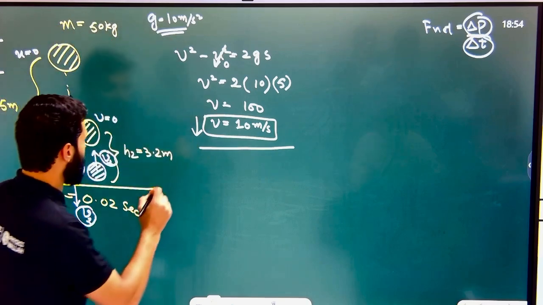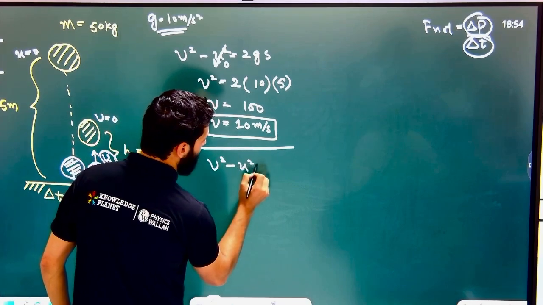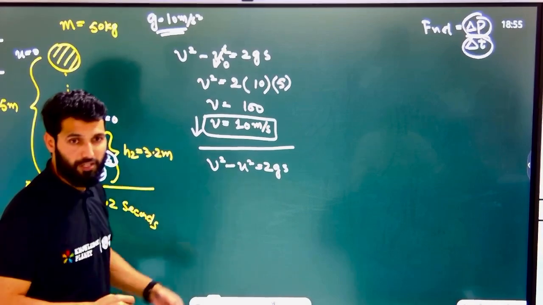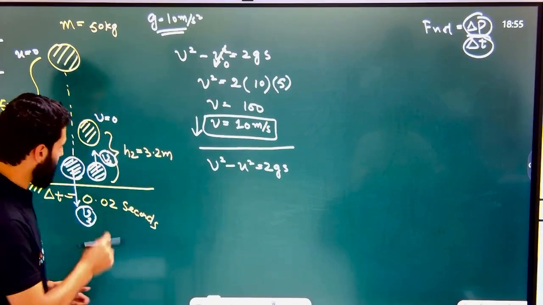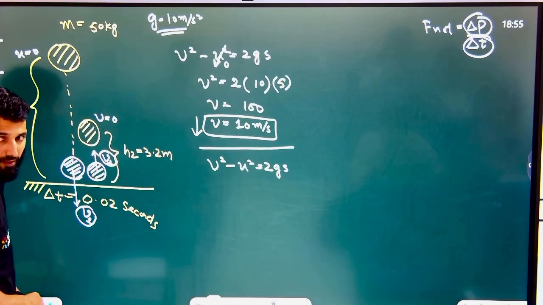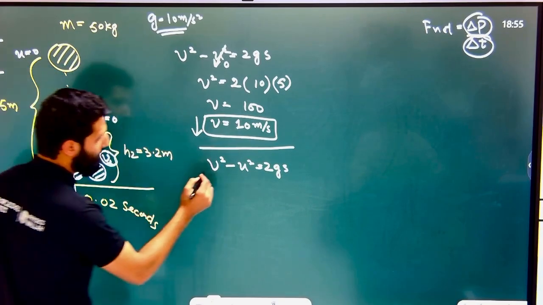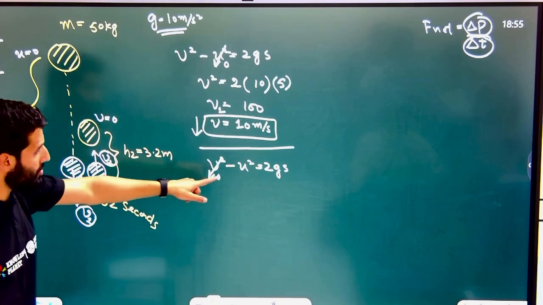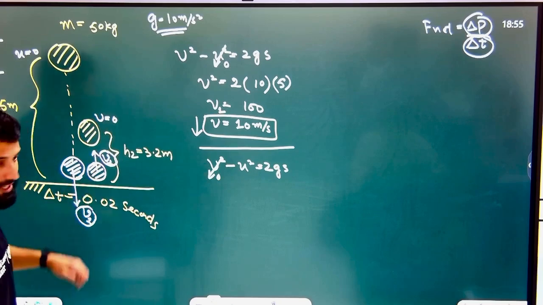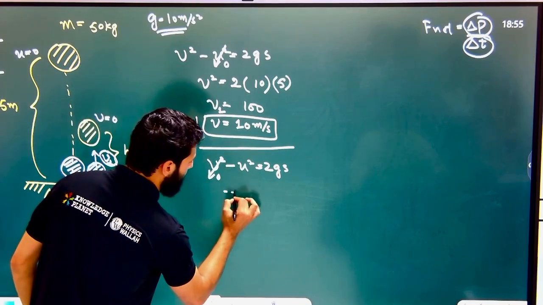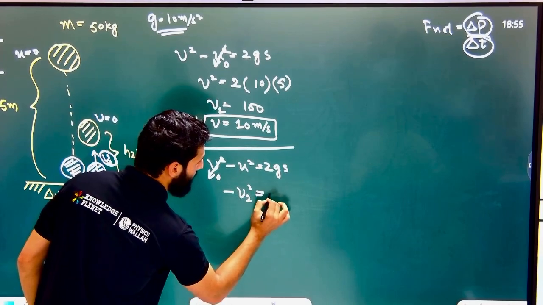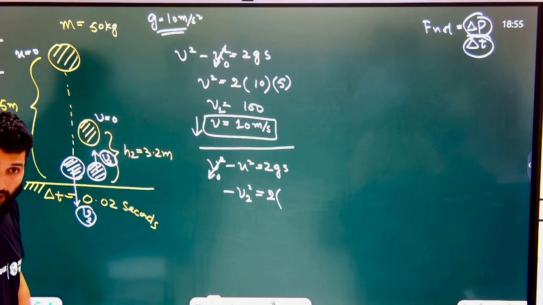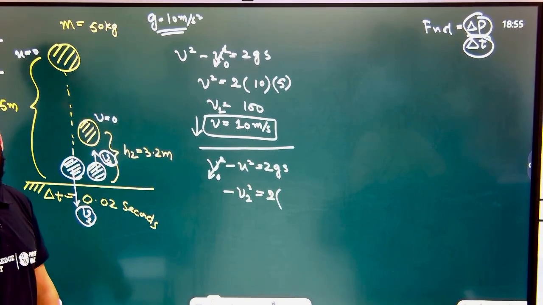Can I use v squared minus u squared is equal to 2gs? Here the final velocity is 0, and the initial velocity is v2. So 0 minus v2 squared is equal to 2 into g. What is the value of g? Negative 10 or positive 10?